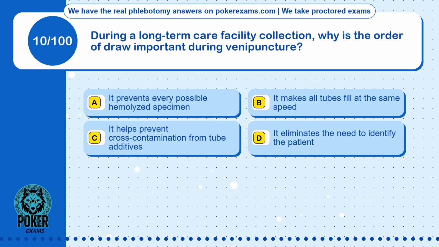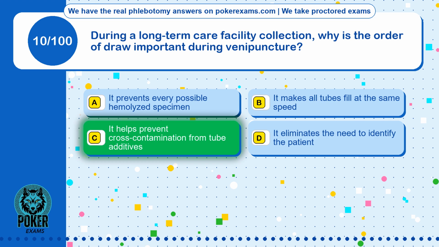Question 10. During a long-term care facility collection, why is the order of draw important during venipuncture? Option A. It prevents every possible hemolyzed specimen. Option B. It makes all tubes fill at the same speed. Option C. It helps prevent cross-contamination from tube additives. Option D. It eliminates the need to identify the patient.